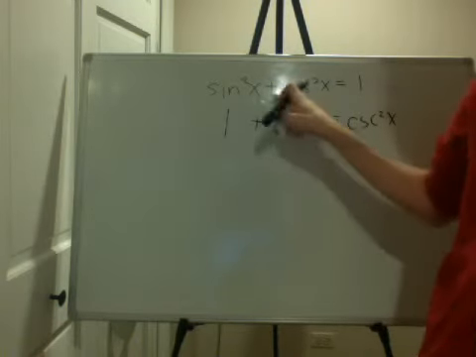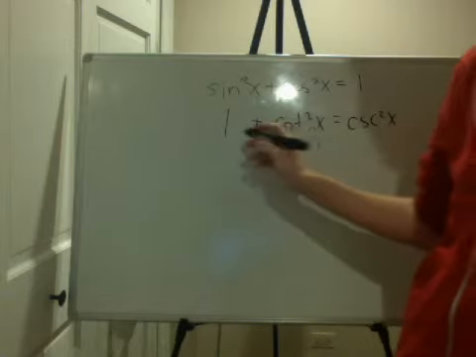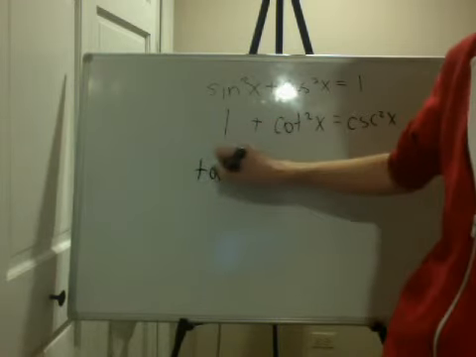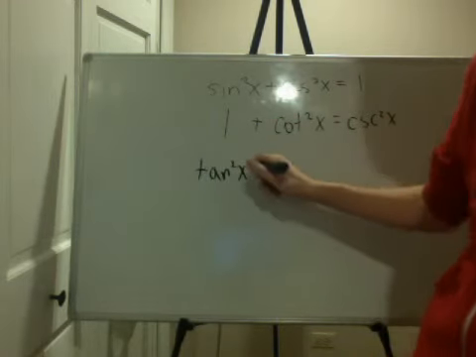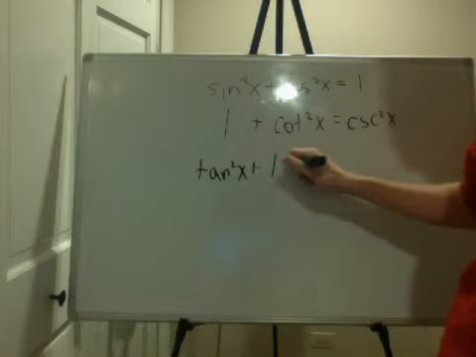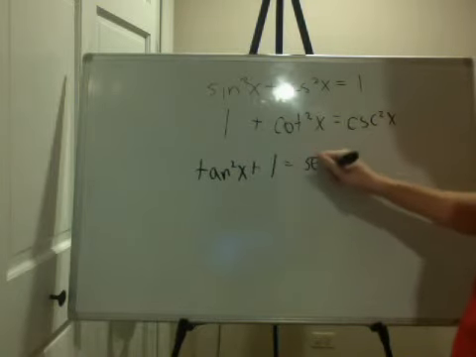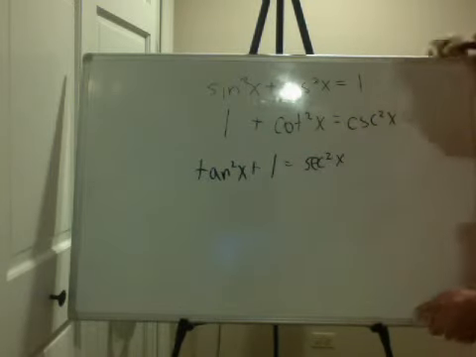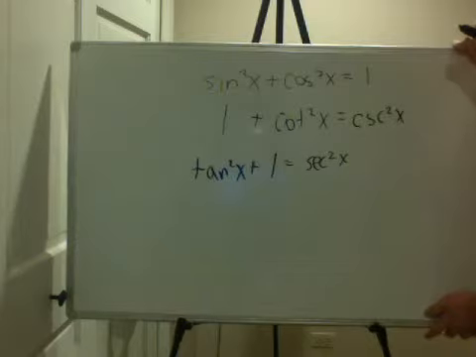Then, if you divide the original one, everything by cosine squared x, you would get tangent squared x plus 1 equals secant squared x. This should all be review from pre-calc.